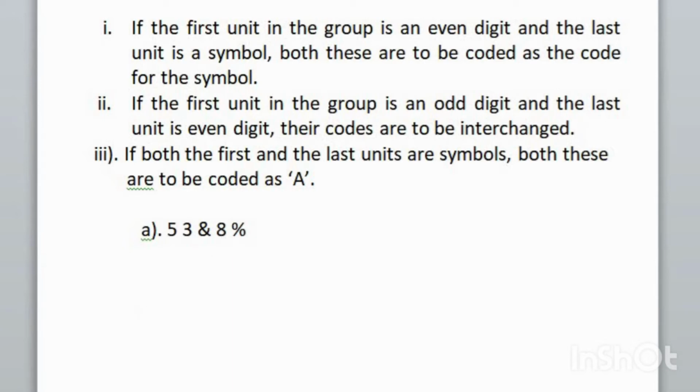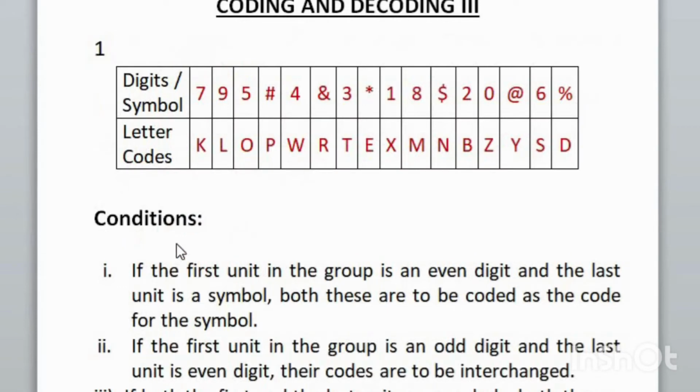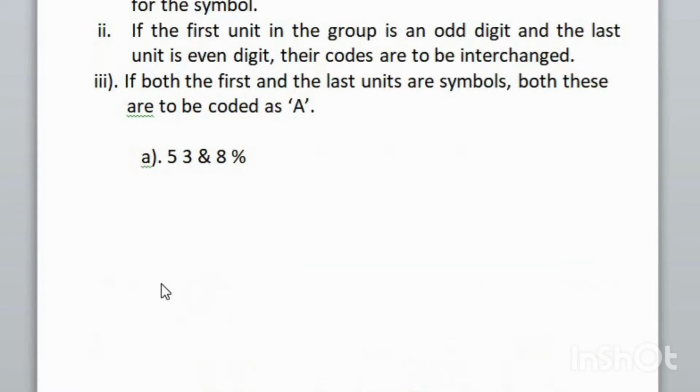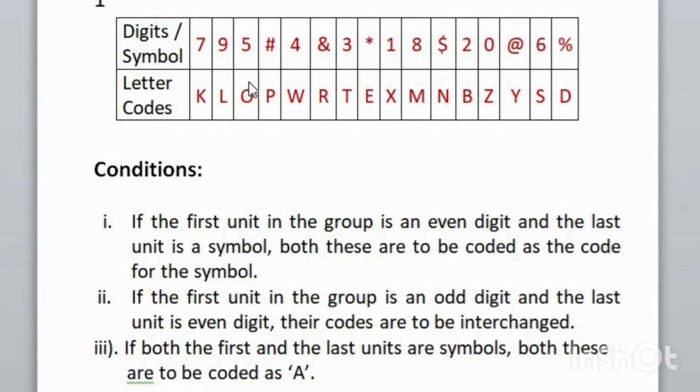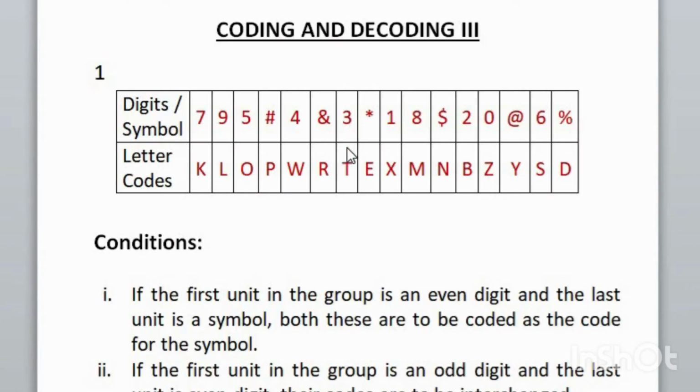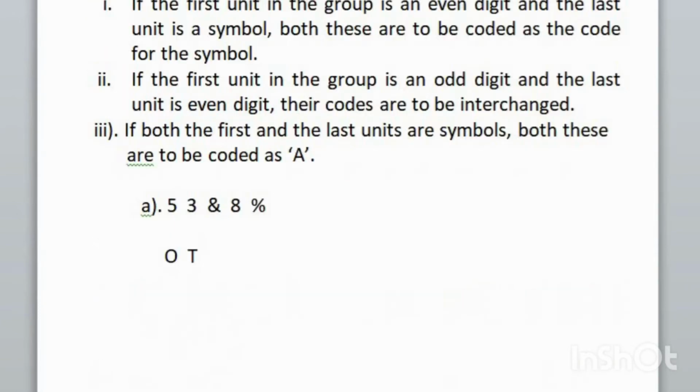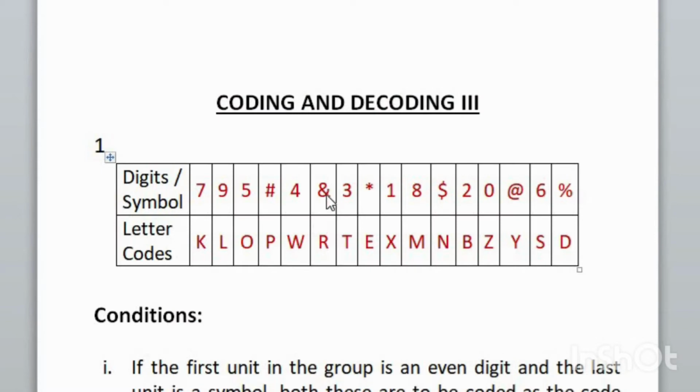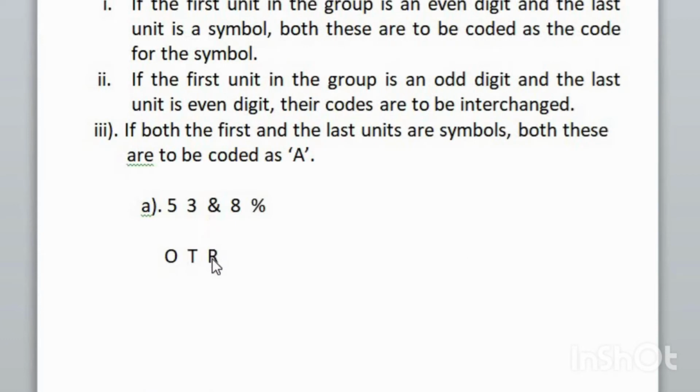So we have to do the normal condition, that is, we can write the normal letter codes as per the digits or symbol given in that question. So the first, it is 5. Here the letter code corresponding to 5, it is O. So instead of 5, it can be written as O. Now the letter code corresponding to 3 is T. So instead of 3, we can write it as T. Now the next, it is a symbol AND. The letter code corresponding to the symbol AND is R. So in place of AND, we can write R.